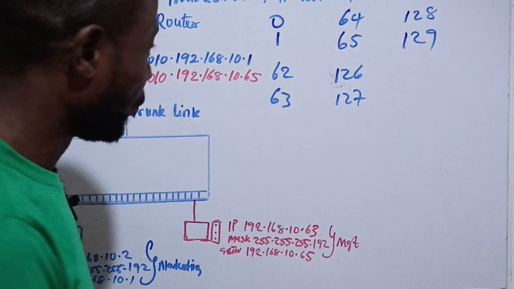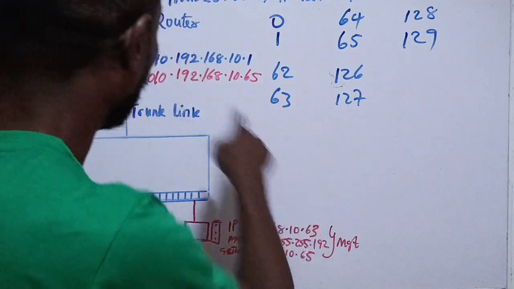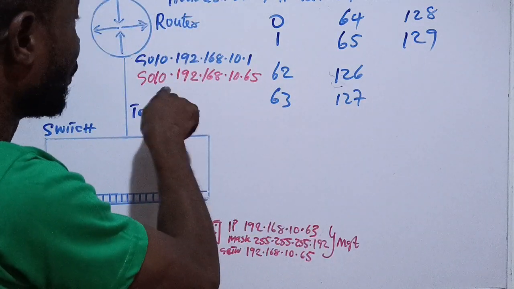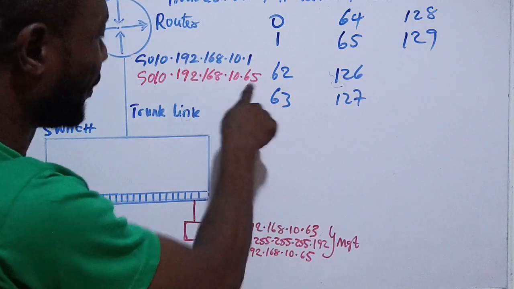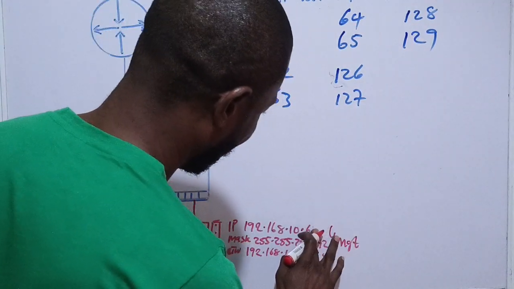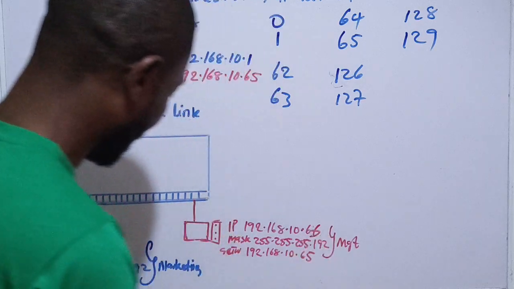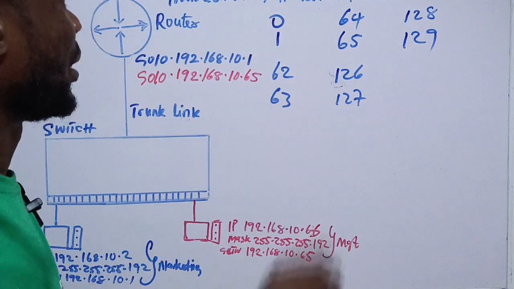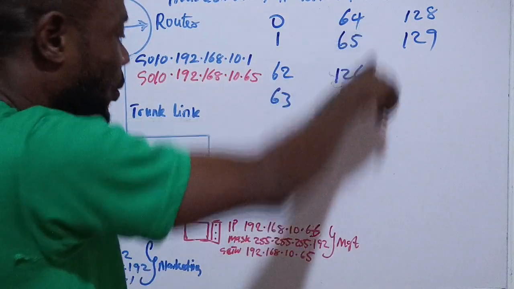So now what you need to do here is to assign, because the default gateway of this has taken 65, the next computer here should take 66, not 63. 63 is the broadcast address of this, and the next is 64, which is in the next subnet now.